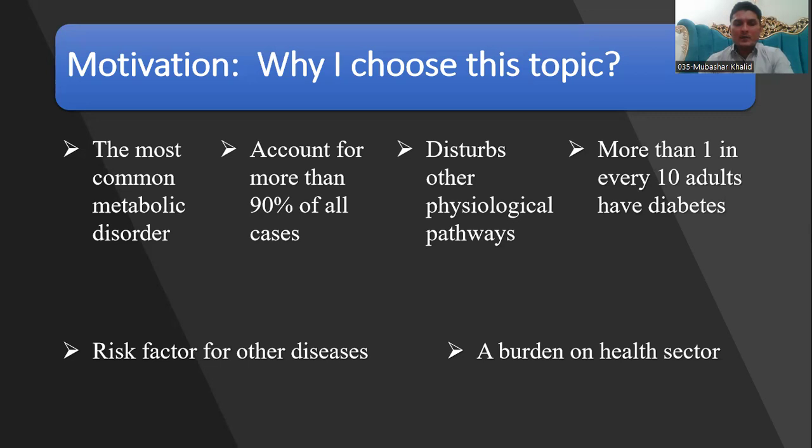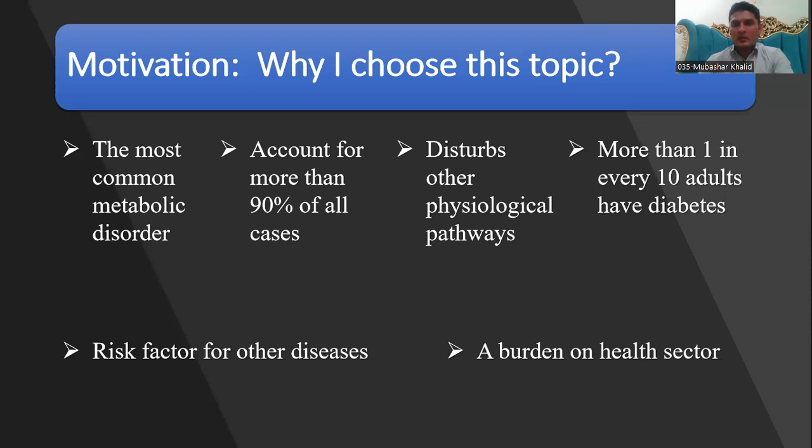It disturbs the normal physiology of the body by deteriorating other pathways. More than 1 in every 10 adults has diabetes. It is also a risk factor for other diseases like diabetic retinopathy, diabetic nephropathy, and diabetic neuropathy.